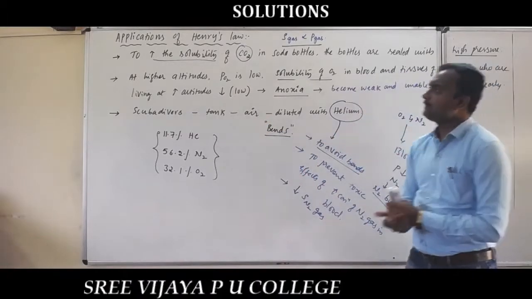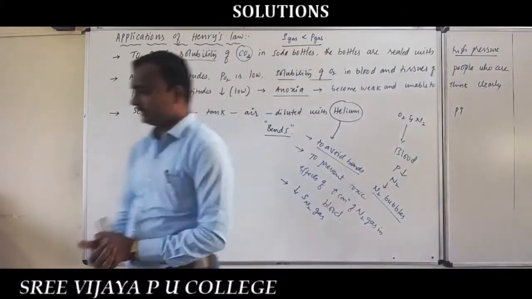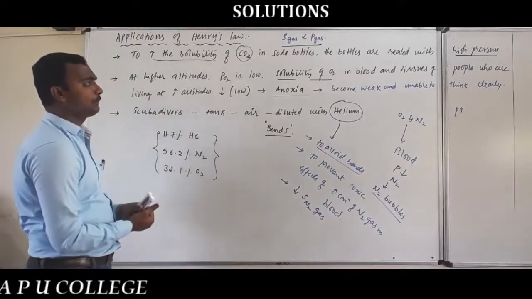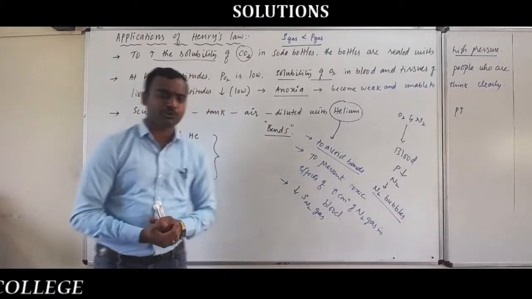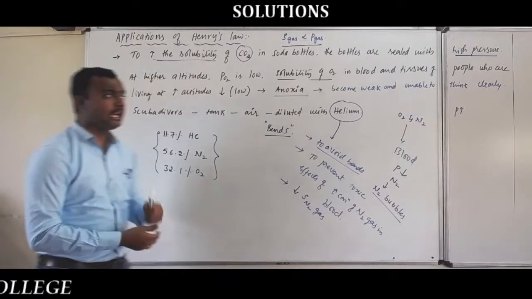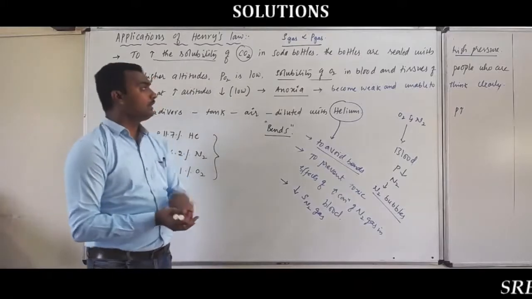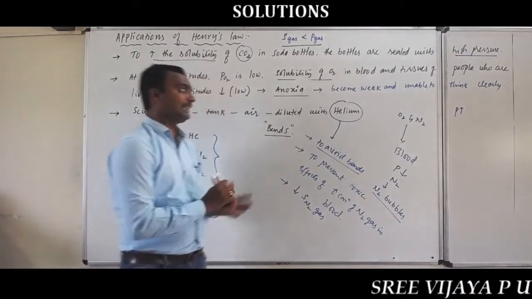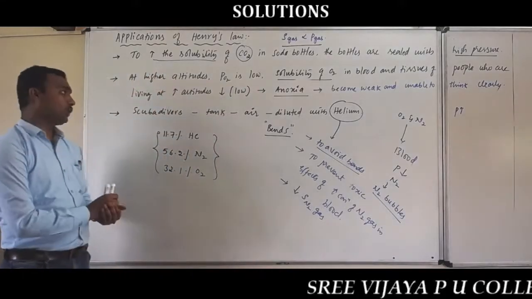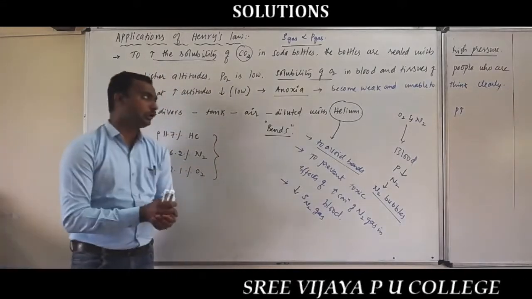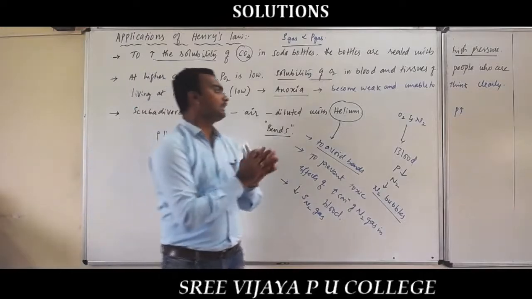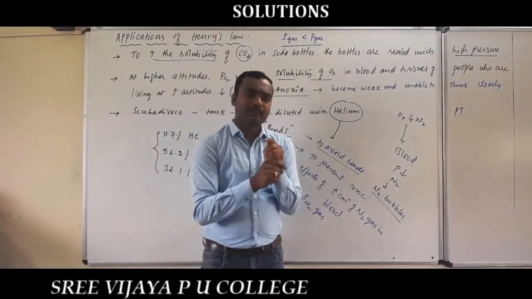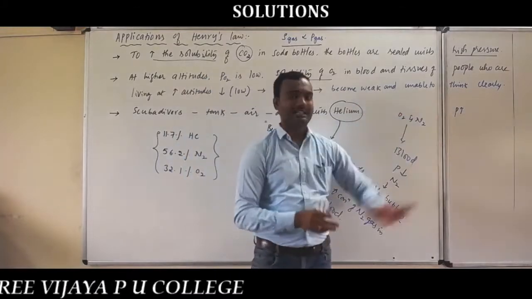So that's about the applications of Henry's law. That is to increase the solubility of carbon dioxide in soda bottles, the bottles are filled with high pressure, and the second one, at higher altitudes, partial pressure of oxygen is very low. Therefore, solubility of oxygen in blood and tissues of people who are living at the higher altitudes is also low. That leads to a condition called anoxia. That is nothing but those people become weaker and they are unable to think clearly.